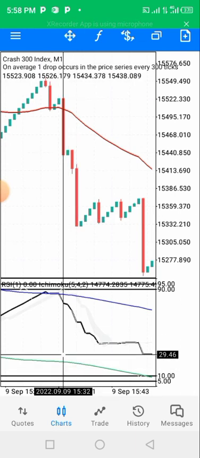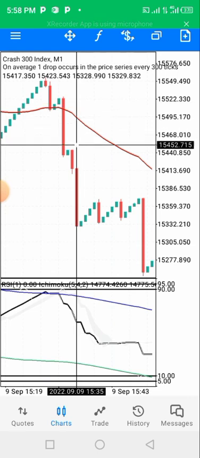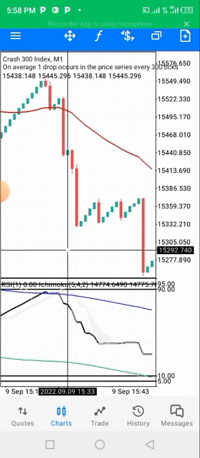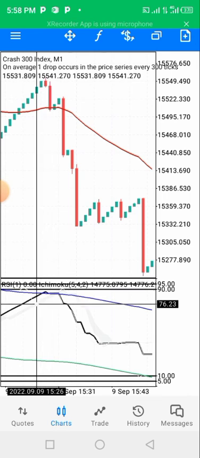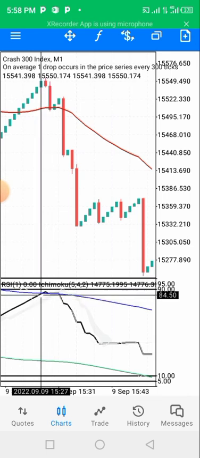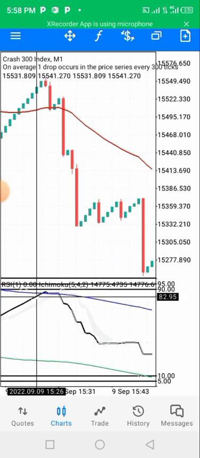Another example, as you can see, it touches the blue line, and over here you see there was a spike here. It touches the blue line here and there was a spike. So what you have to do is, whenever you see the black line approaching this blue line, maybe one or two candles from the blue line, that should be your entry.